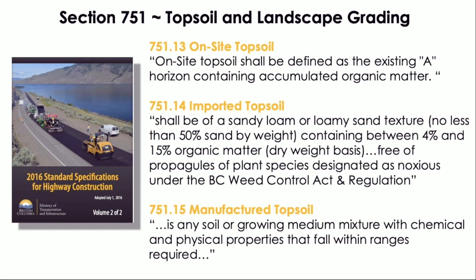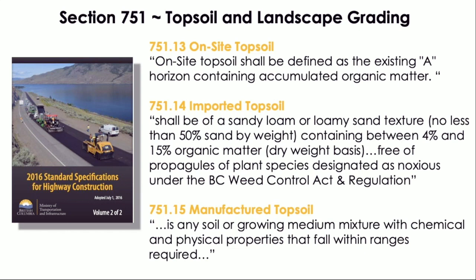This is the Alberta, British Columbia Ministry of Transportation specification for three types of topsoil. We have the on-site topsoil and imported topsoil, which can be mixed and somehow manufactured to improve it. And at the bottom, we have the manufactured topsoil, and they do mention that the mixture has to have chemical and physical properties to sustain vegetation. They talk about percentages of sandy soil versus organic, and also mention 15% organic matter on a dry weight basis. But usually, a very good topsoil would be around 3.5 to 5% organic matter.